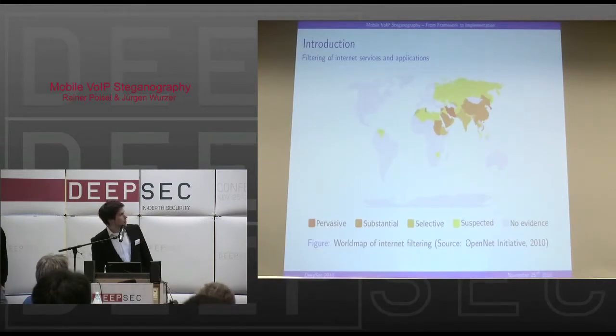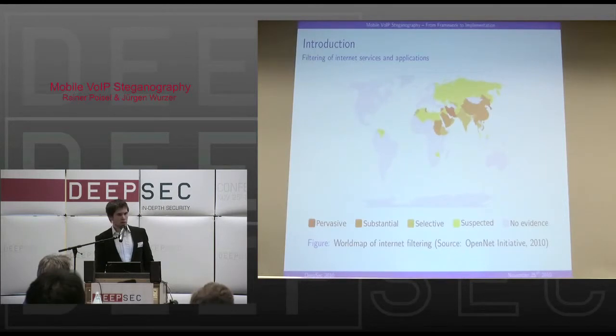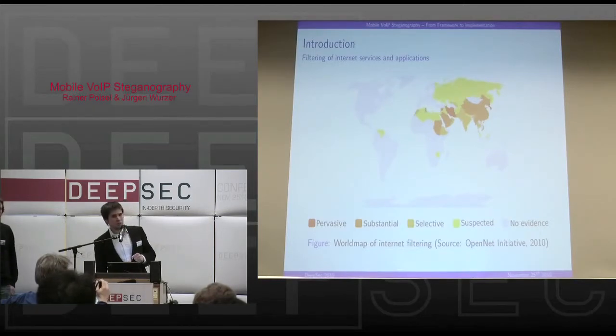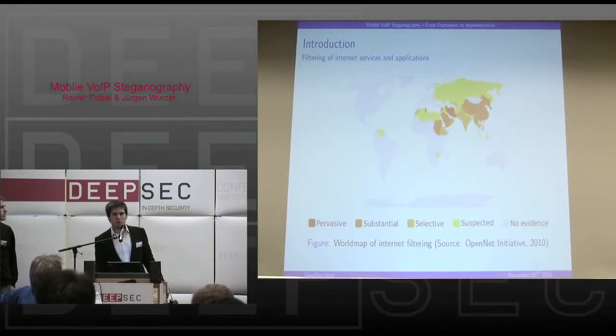This is a world map of internet filtering, and it shows the countries in which the filtering of content or applications is performed. This map also shows the fields in which you can apply steganography. I want to mention some of these countries. I think most of you have heard of China with its great firewall, and also important is the fact that North Korea also performs some internet filtering.